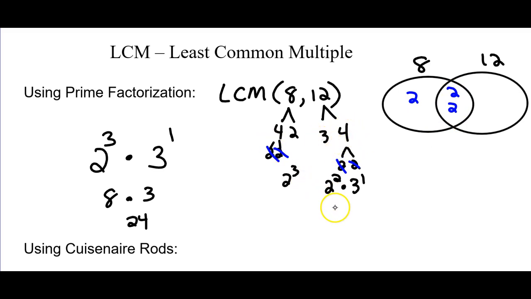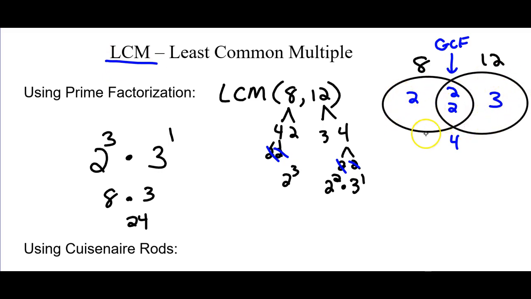This 3 is not shared on both, so it goes over here. So in this bubble, 2 times 2 times 3 is 12. And so once again, if we're looking for GCF, the GCF is found by multiplying this football shape here. 2 times 2 is 4. GCF is 4.